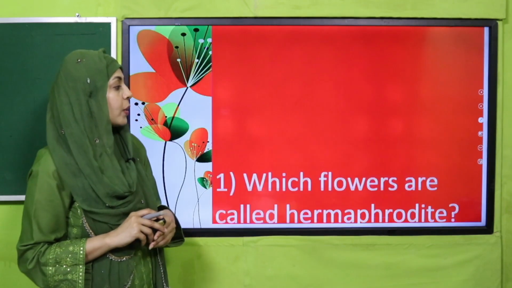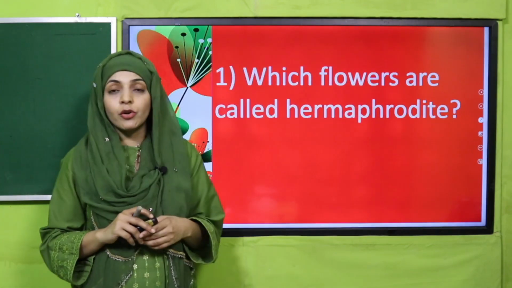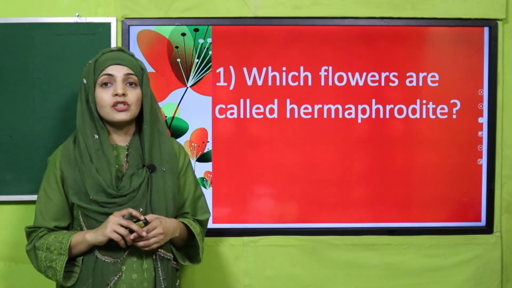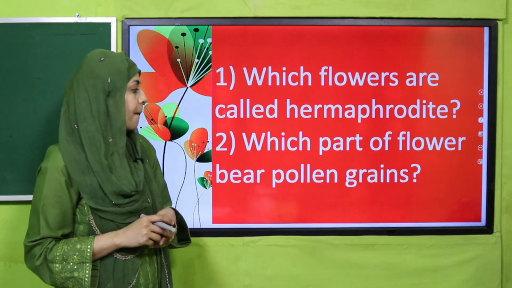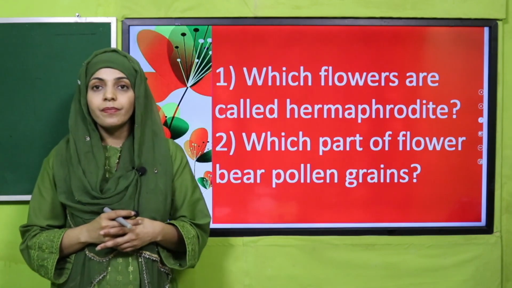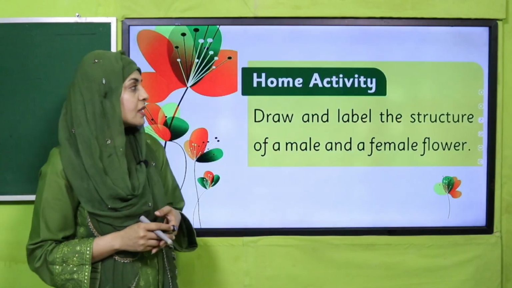So now is the time for evaluation. For evaluation, quickly listen to the question and then answer. Which flowers are called hermaphrodite? Which are complete flowers? Very good. Now, which part of the flower bears pollen grains? Excellent. Anthers bear pollen grains. Very good. Now is the time for homework.